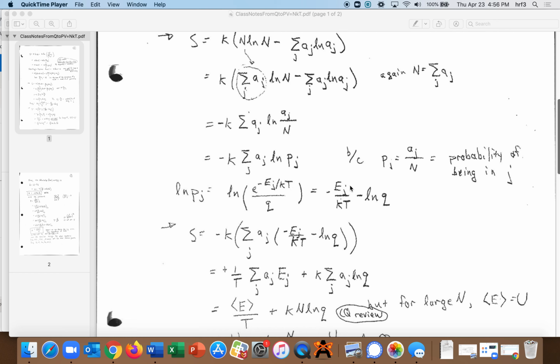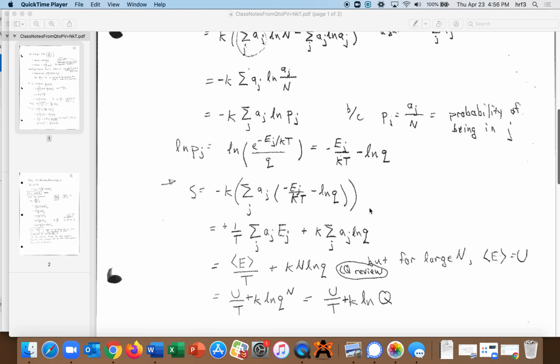So then if I just take the logarithm of this argument, and again I've got a logarithm of a ratio, I can write it as the difference of logarithms. The logarithm of e to the negative E_j over kT will just be negative E_j over kT, and then minus the logarithm of q. So then, putting it all together, my entropy is equal to k sum over a_j, and I'm substituting in for ln p_j this stuff.